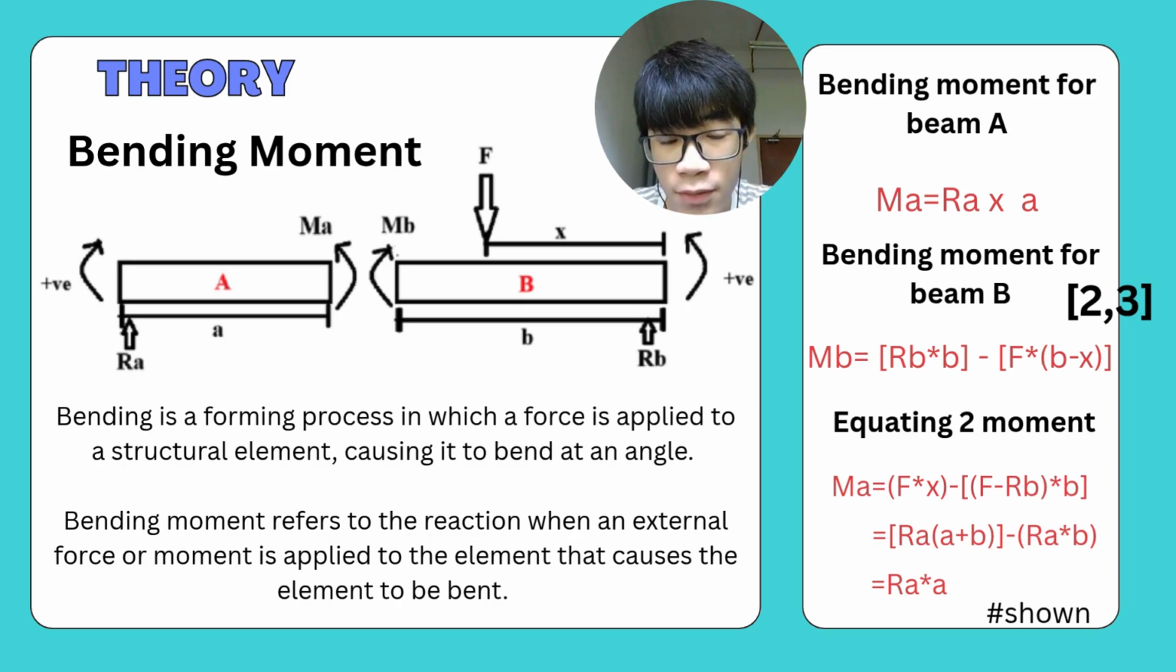From this figure, we can see that the bending moment for beam A, MA, equals RA times A, which is the distance. Similarly, the bending moment for beam B, MB, equals RB times B minus F times (B minus X). By equating these two moments, we get MB similar to the bending moment we get for beam A. So we can show that this element is in equilibrium and correct.